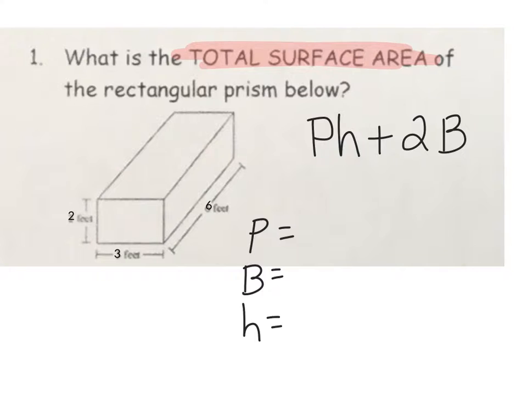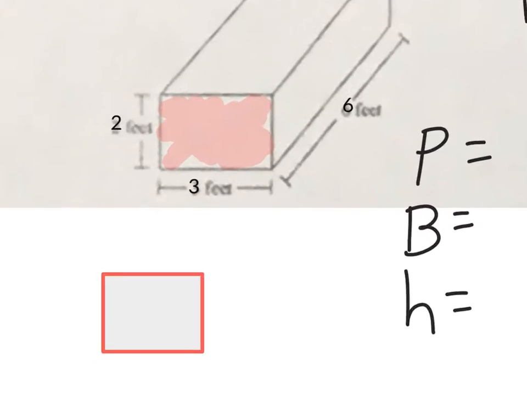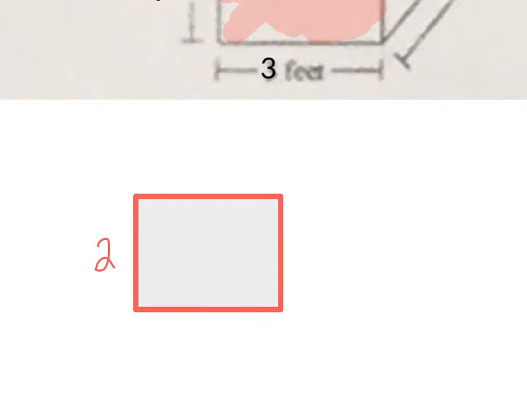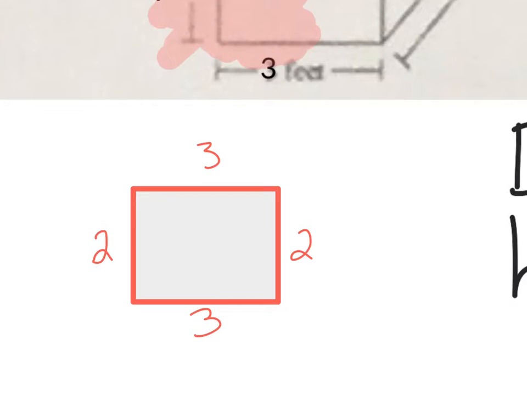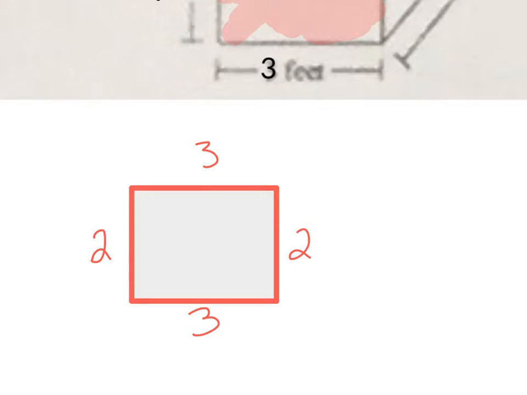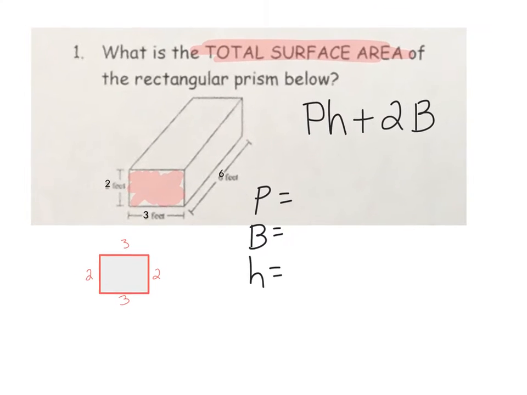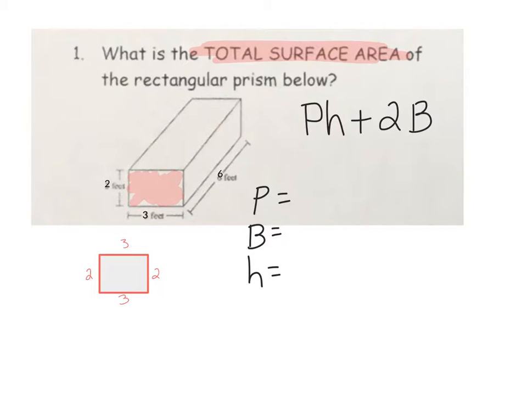Go ahead and we'll highlight the base that we're going to use, and in this case we're going to use the rectangle here. And then we'll go ahead and redraw this rectangle and label it. So this is 2, 3, 2, and 3. So there you can use that to go ahead and get the 3 areas of stuff that we need.